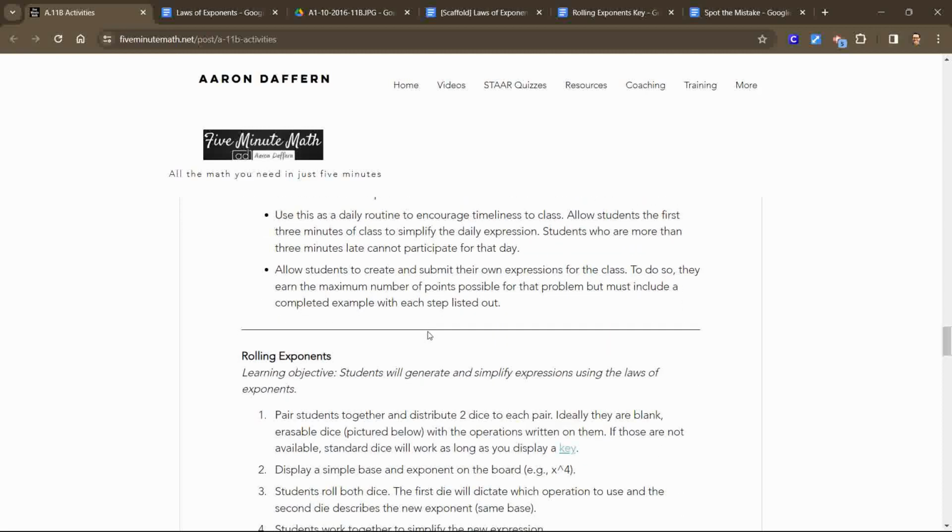You can use this as a daily routine, and you can use this to encourage timeliness. Only give them the first 3 minutes of class, and if they want to get points for that day, they have to be in their seat on time. And then students can maybe create their own expressions and submit them to be used for the next time. But in order to do that, they have to create their own completed example with the steps and the laws written out.